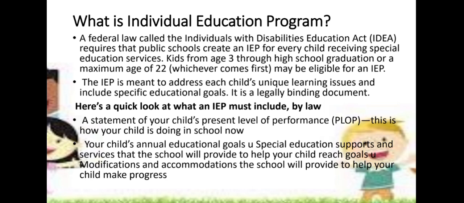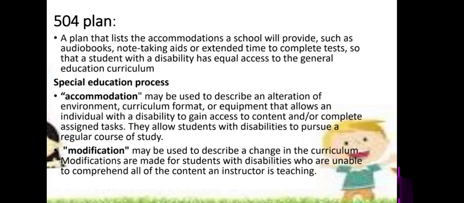So the IEP focuses more on the progress of the child. It must be completed by the teacher in close coordination with the child's parents, and as much as possible, the child himself. Let's move on to the 504 plan. This is a plan that lists the accommodations a school will provide, such as audiobooks, note-taking aids, or extended time to complete tests, so that the student with a disability has equal access to the general education curriculum.